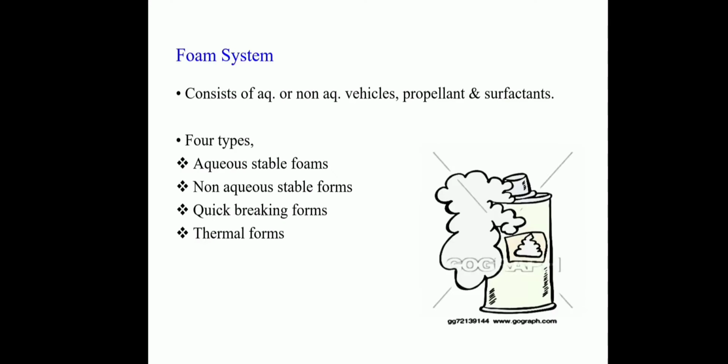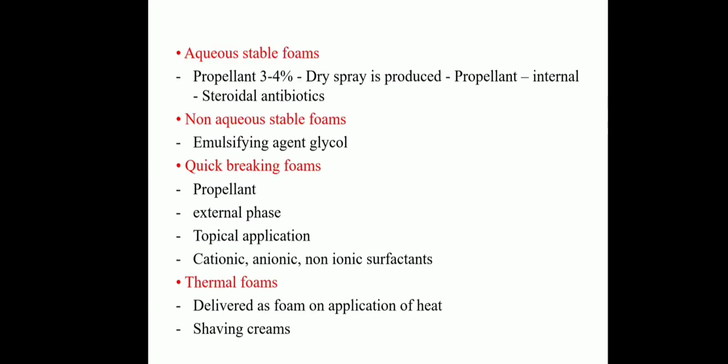Now let's understand the foam system. It contains an aqueous and non-aqueous vehicle, propellant and surfactant, and it has four types: aqua stable foam, non-aqua stable foam, quick breaking foam, and thermal foam. In aqua stable foam, we use propellant 3 to 4%. Dry spray is produced. Propellant is the interior phase. Used for steroid antibiotics. In non-aqua stable foam, we use an emulsifying agent, that is glycol.